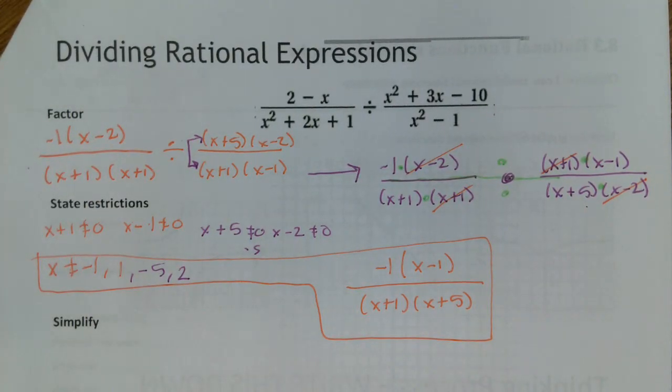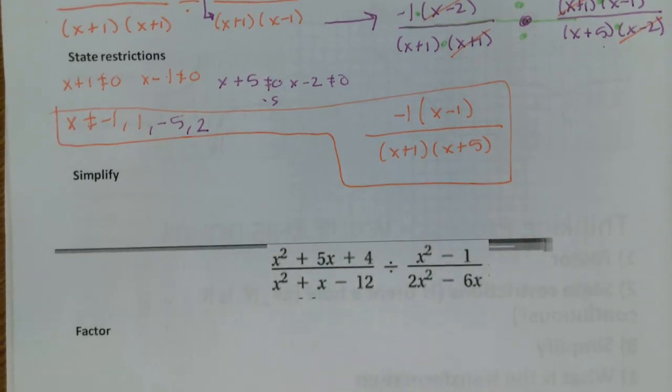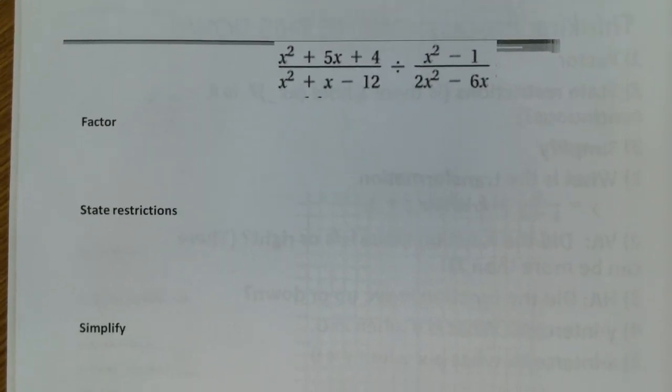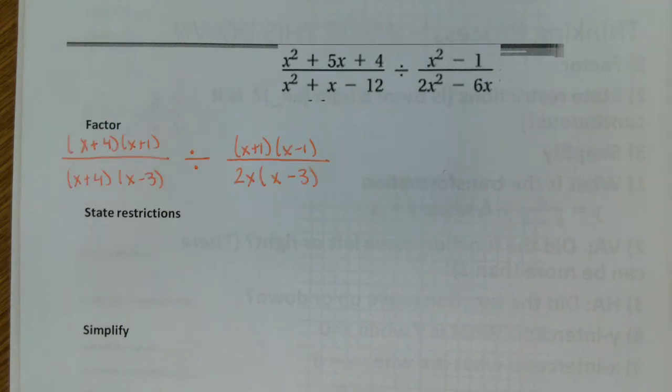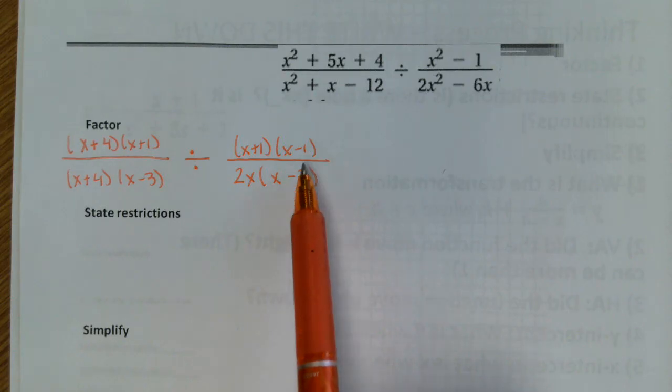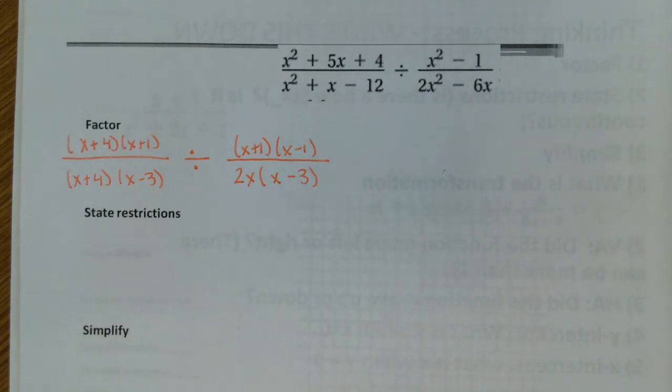So right now, I want you to pause the video, and I want you to attempt to do the second one by yourself. So again, the first step you should do is factor. So if you got stuck on that factoring part, look at my factored form, pause the video, and now try to finish it off. So try to get all the way.